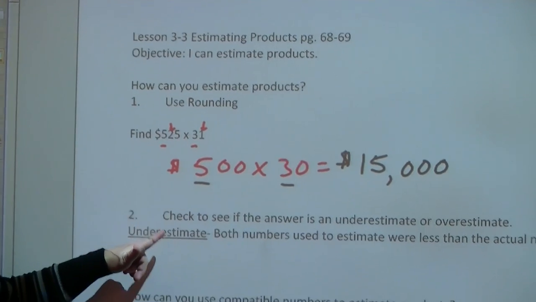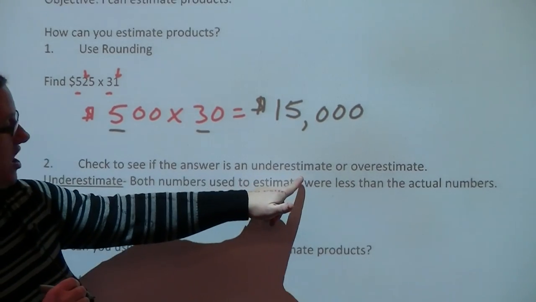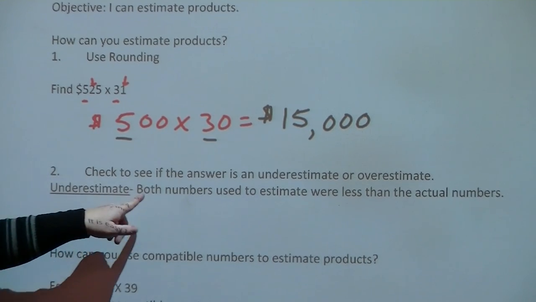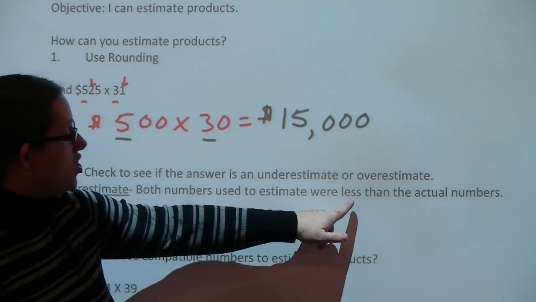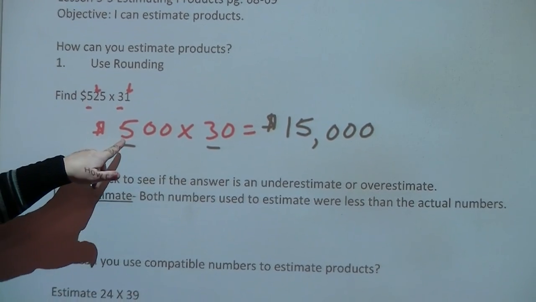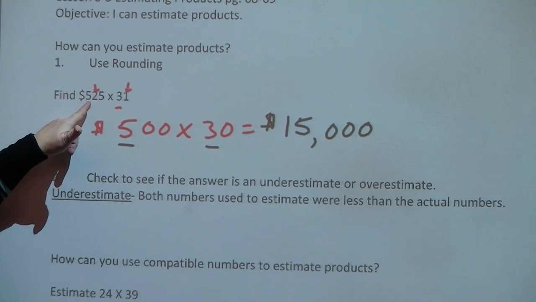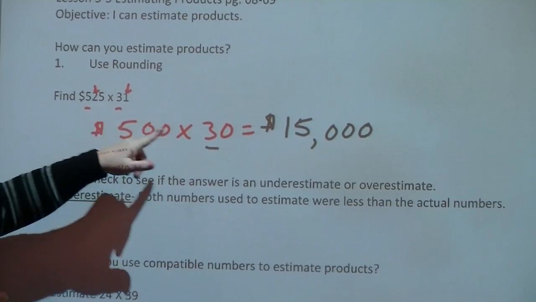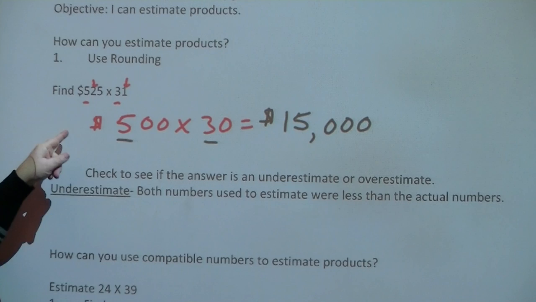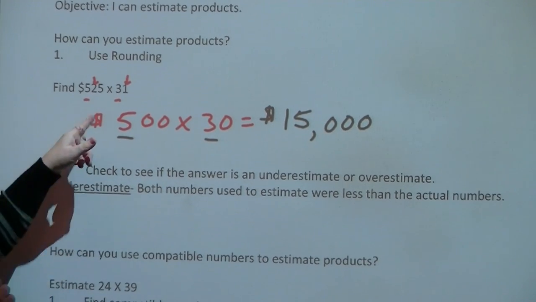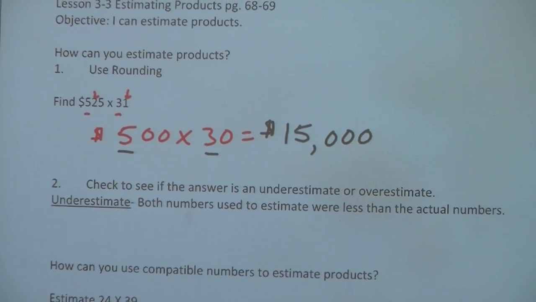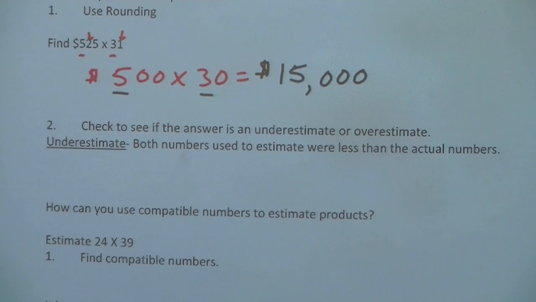The second part, what they talked about now, it says check to see if the answer is an underestimate or an overestimate. An underestimate, and this is highlighted in your text, is when both numbers used to estimate were less than the actual numbers. So let's look back up here. 525, we rounded to 500. Is that more or less than 525? It's less. 31, we rounded to 30. Is 30 more or less than 31? It's less. So both of those numbers were rounded down, so this becomes what type of estimate? An underestimate. Good.